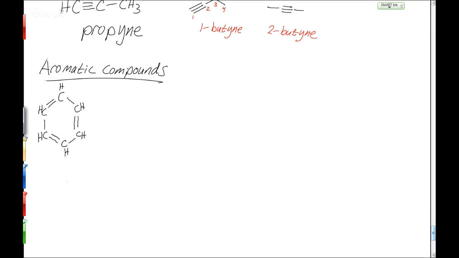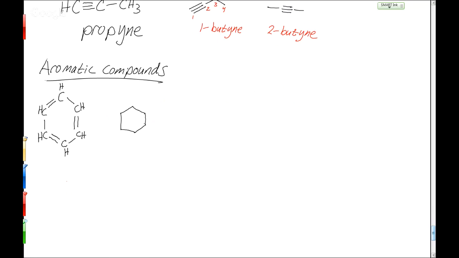One consequence of that is that the ring is now flat. Double bonds have 120-degree bond angles, like the corners of a triangle, if the carbon were in the middle. So that means that it no longer does that buckling thing that we saw last week of the 6-membered carbon ring. It's just totally flat. And because of that, it can do something kind of special.